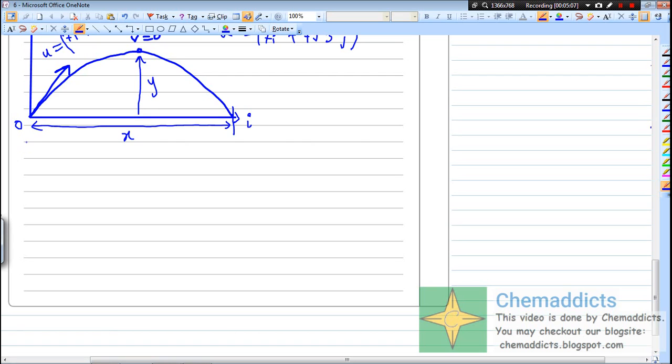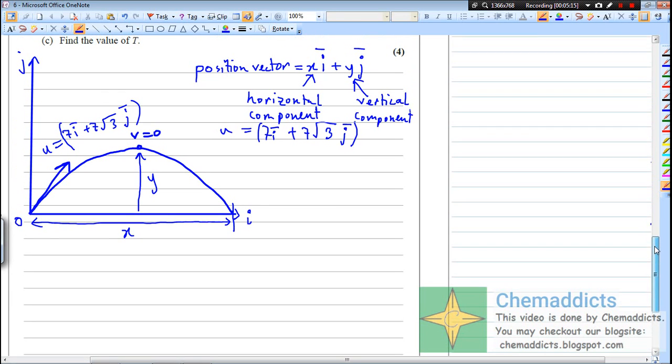At first, let us write the vertical component and horizontal component of velocity. Here we can see that the vertical component of velocity, which is the upward velocity, would be uy, which is 7 root 3. The coefficient of j would be the vertical velocity, and the coefficient of i would be the horizontal component of velocity, ux, which is 7.